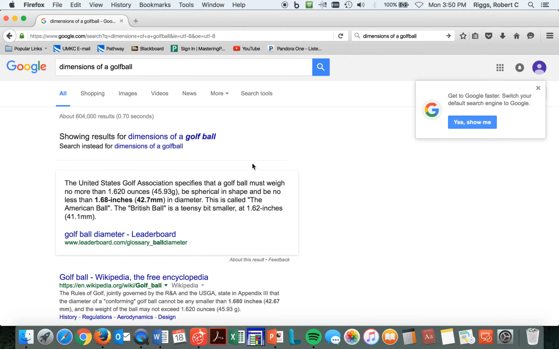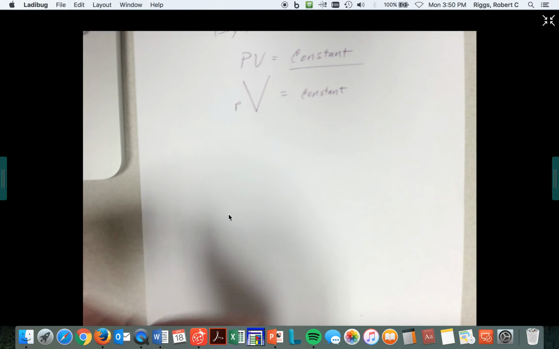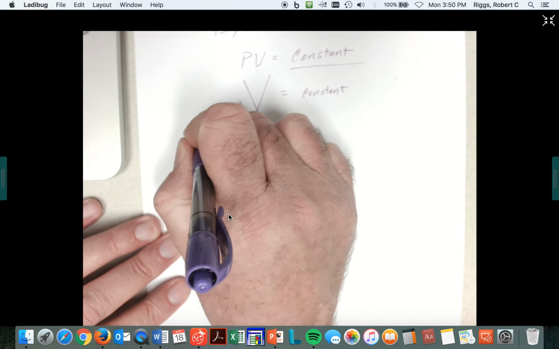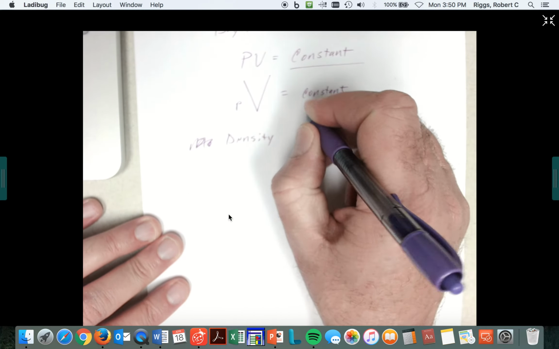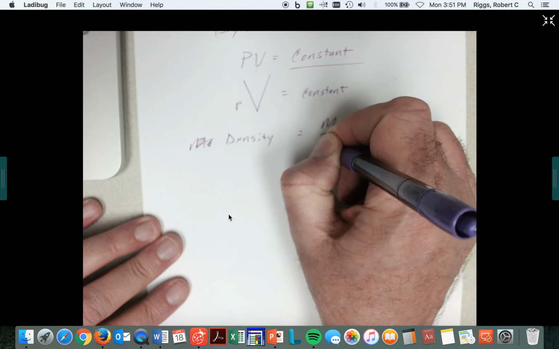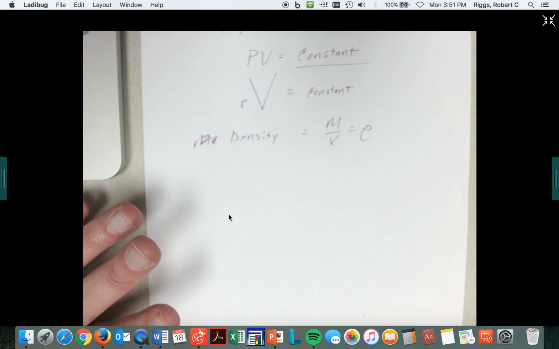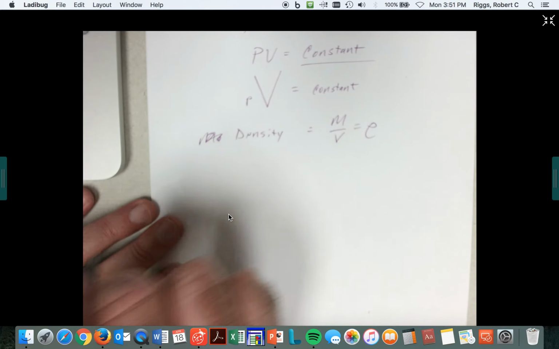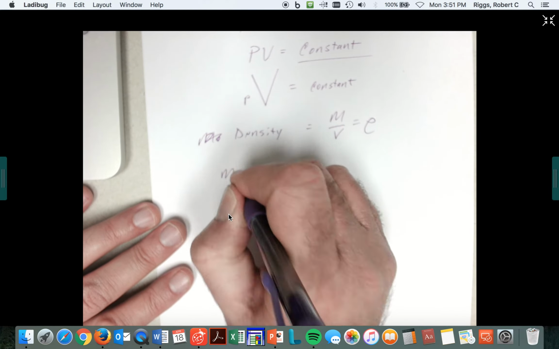Let's find the mass of a golf ball. All right, so that's what we're going to do. So mass of a golf ball, or density of a golf ball. And density, density is equal to mass over volume. And it's the Greek letter rho. So we found that the golf ball had a mass of 46 grams.